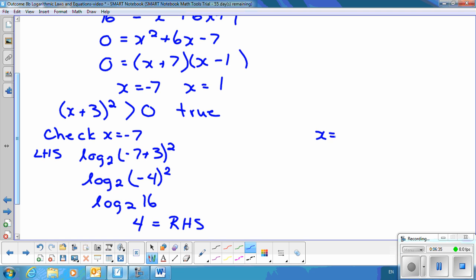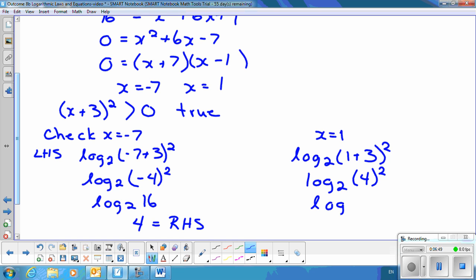As well, I can check x equals positive 1. So log base 2 of 1 plus 3 squared. So log base 2 of 4 squared. Log base 2 of 16 is 4, which is equal to the right-hand side. So my solution set has two solutions, negative 7 and positive 1.